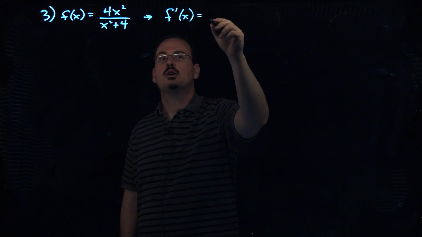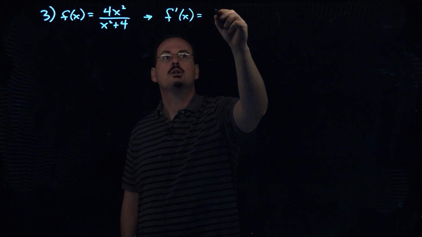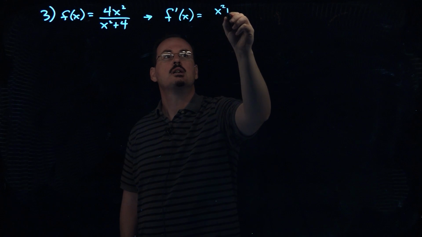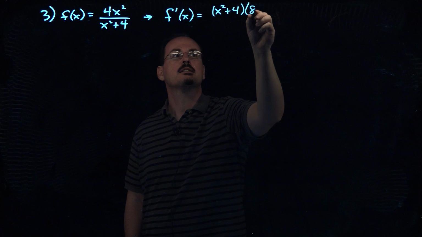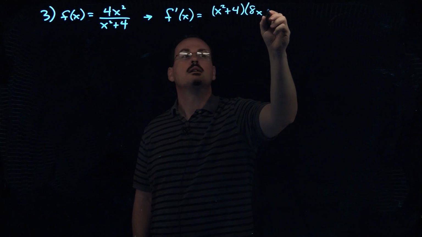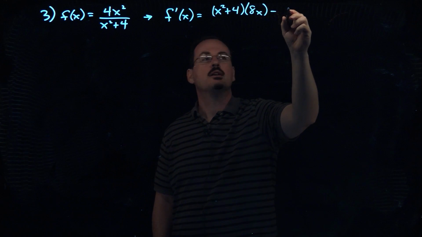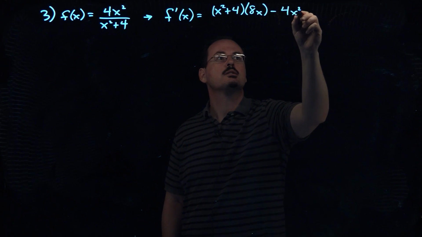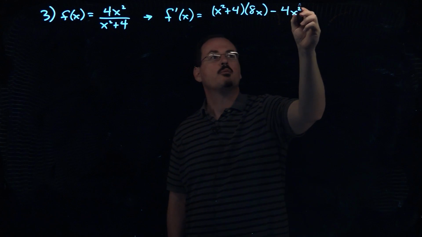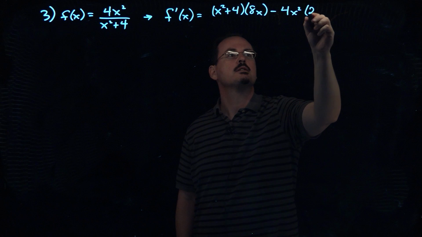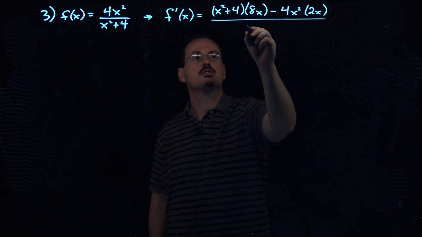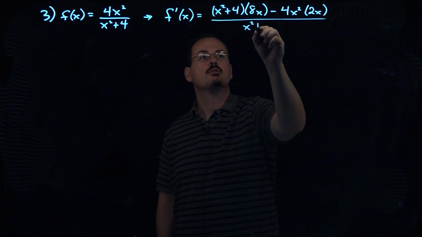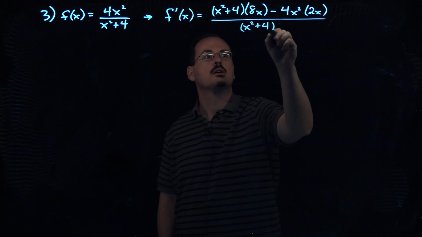Remember what that says, low d high, right? So low, the bottom function, times the derivative of the top function, which is 8x, minus high d low, so 4x squared. The derivative of the bottom function is 2x. And we divide all this by the bottom function squared, x squared plus 4 squared.